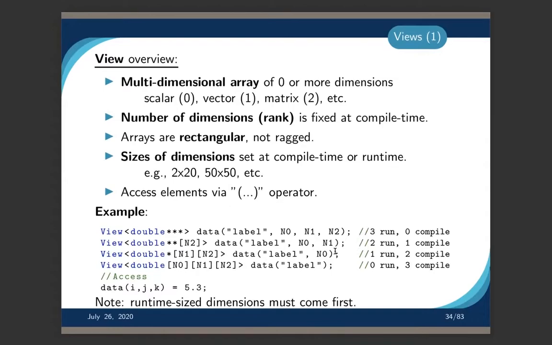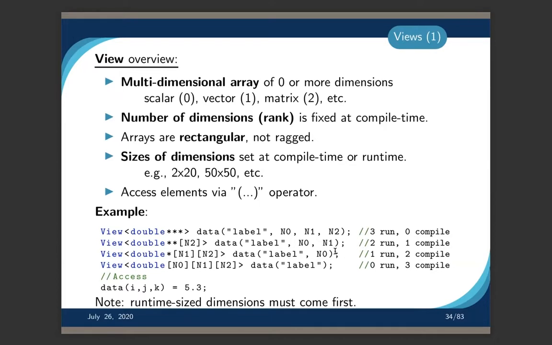Here's an example of 4 variants of a 3-dimensional array. The first one, double star star star, is an array with 3 runtime dimensions, which the stars denote. The constructor takes a label, for profiling and debugging purposes, and then 3 runtime parameters. The second one has 2 runtime dimensions and 1 compile time dimension, and the last one has 3 compile time dimensions. If you have 3 compile time dimensions, you don't give any runtime lengths to the constructor.